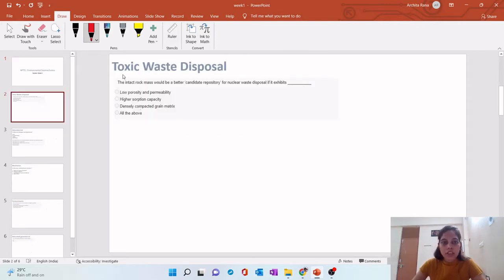It is about toxic waste disposal. So, the question is: why is rock a better candidate repository for nuclear waste disposal? There are multiple options that have been given, and we go through these options one by one and see what could be the answer.